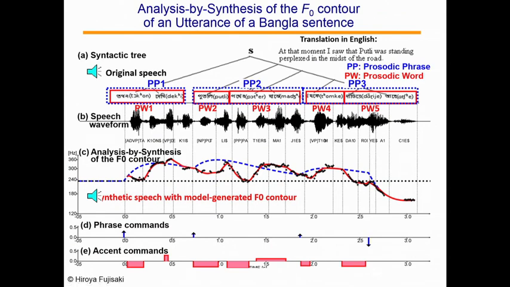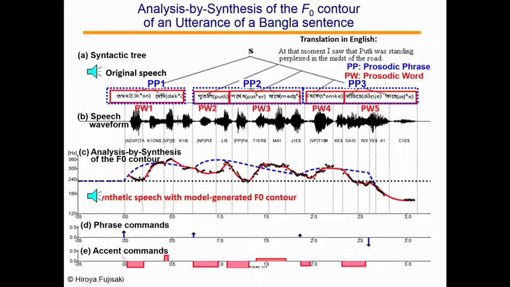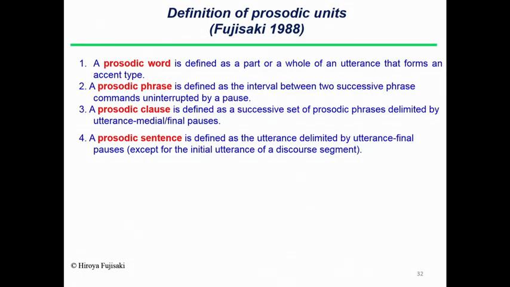So, it is not that a prosodic word consists of a single written word. Several written words may form a prosodic word. The prosodic word is defined in spoken language, not as per the written language. So, one accent type is defined as a prosodic word. Then he defined the prosodic phrase as an interval between two successive prosodic phrase commands.